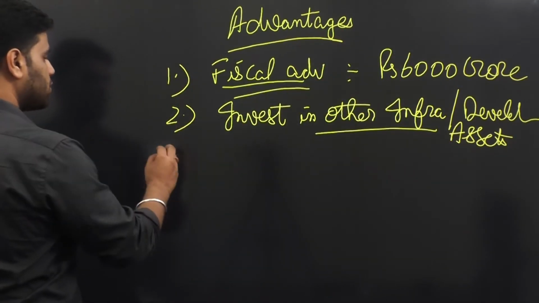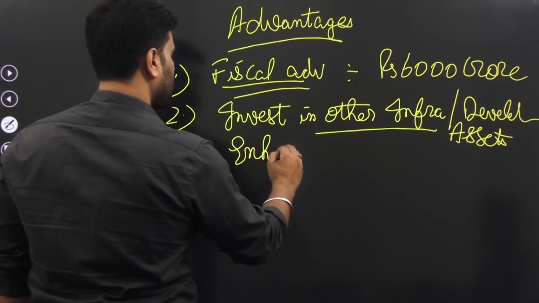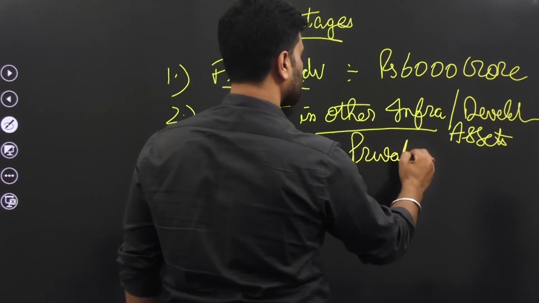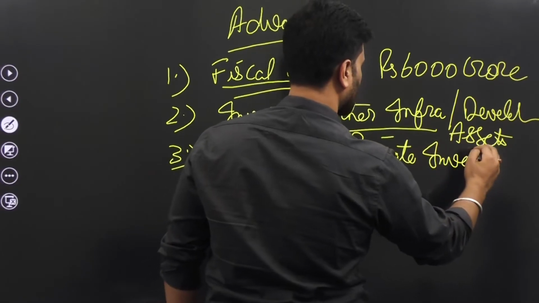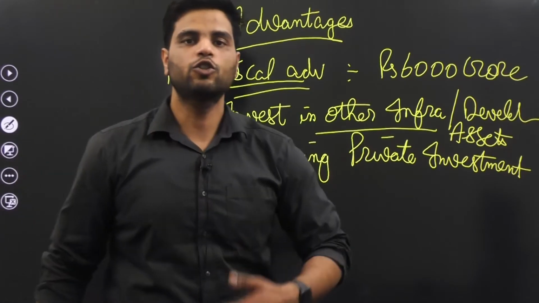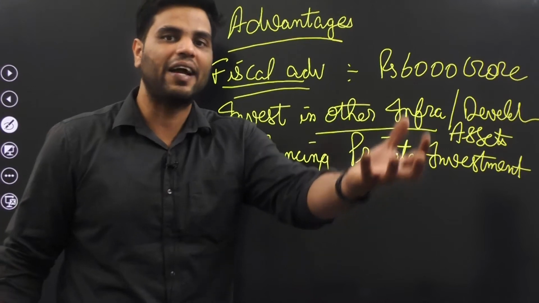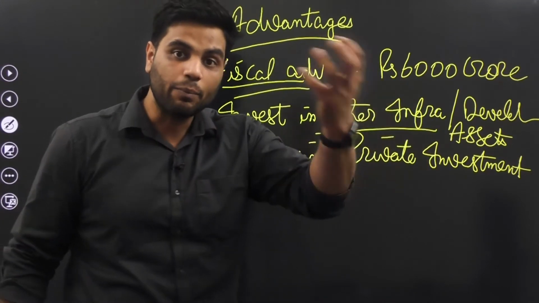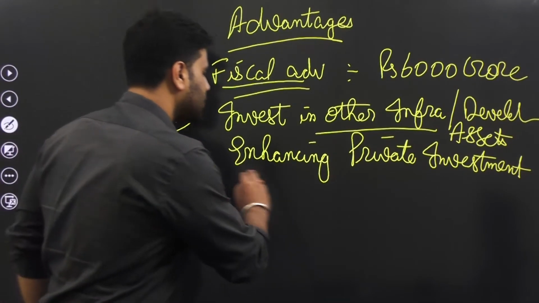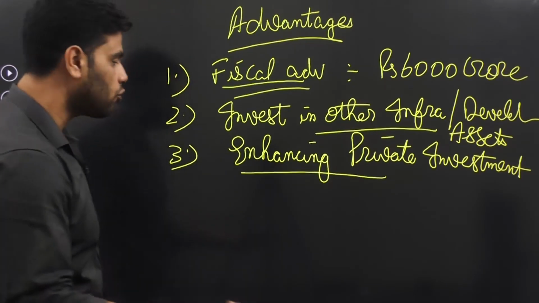Right? So investment. Then, enhancing private investment by leasing out or giving these brownfield assets to some private players. What the government is trying to do is actually inviting private money. Government is actually inviting private investment. In a way, government is crowding in private investment, right? So enhancing private investment, which is very important for infrastructure development, right? We have talked about this.